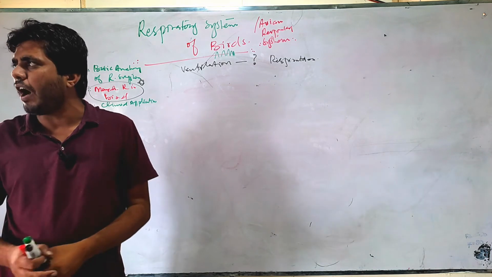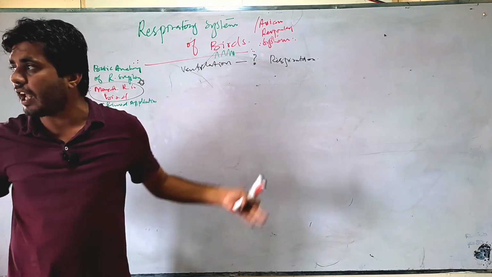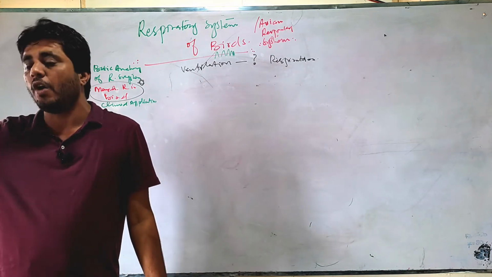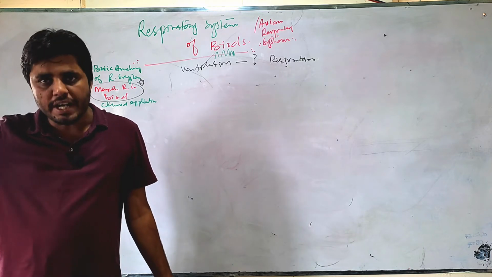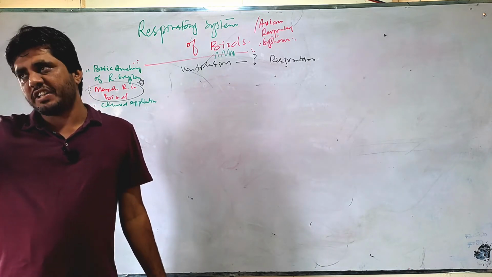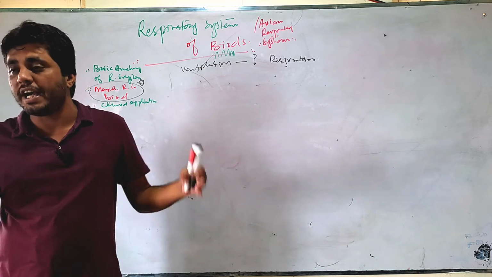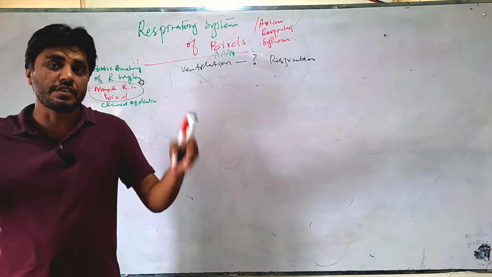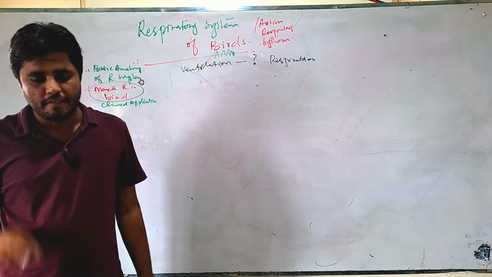Ventilation is a general term. If you take the example of this classroom, how air is coming inside and how air is going outside. How have you maintained the architecture of this room, who had an idea how air will enter here and how it will leave this room? This is known as ventilation.